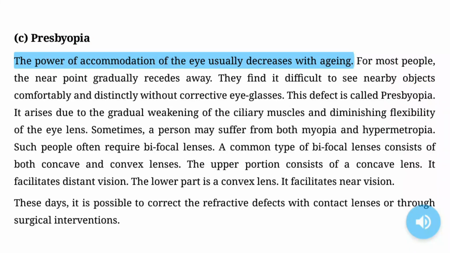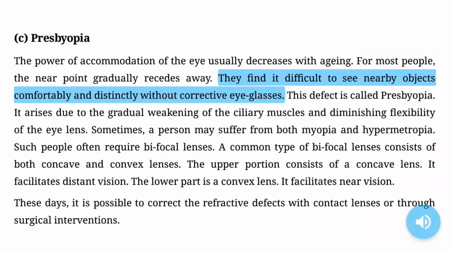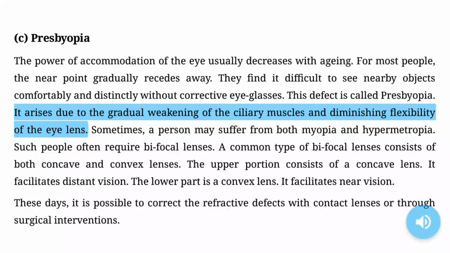C. Presbyopia. The power of accommodation of the eye usually decreases with aging. For most people, the near point gradually recedes away. They find it difficult to see nearby objects comfortably and distinctly without corrective eyeglasses. This defect is called presbyopia. It arises due to the gradual weakening of the ciliary muscles and diminishing flexibility of the eye lens.